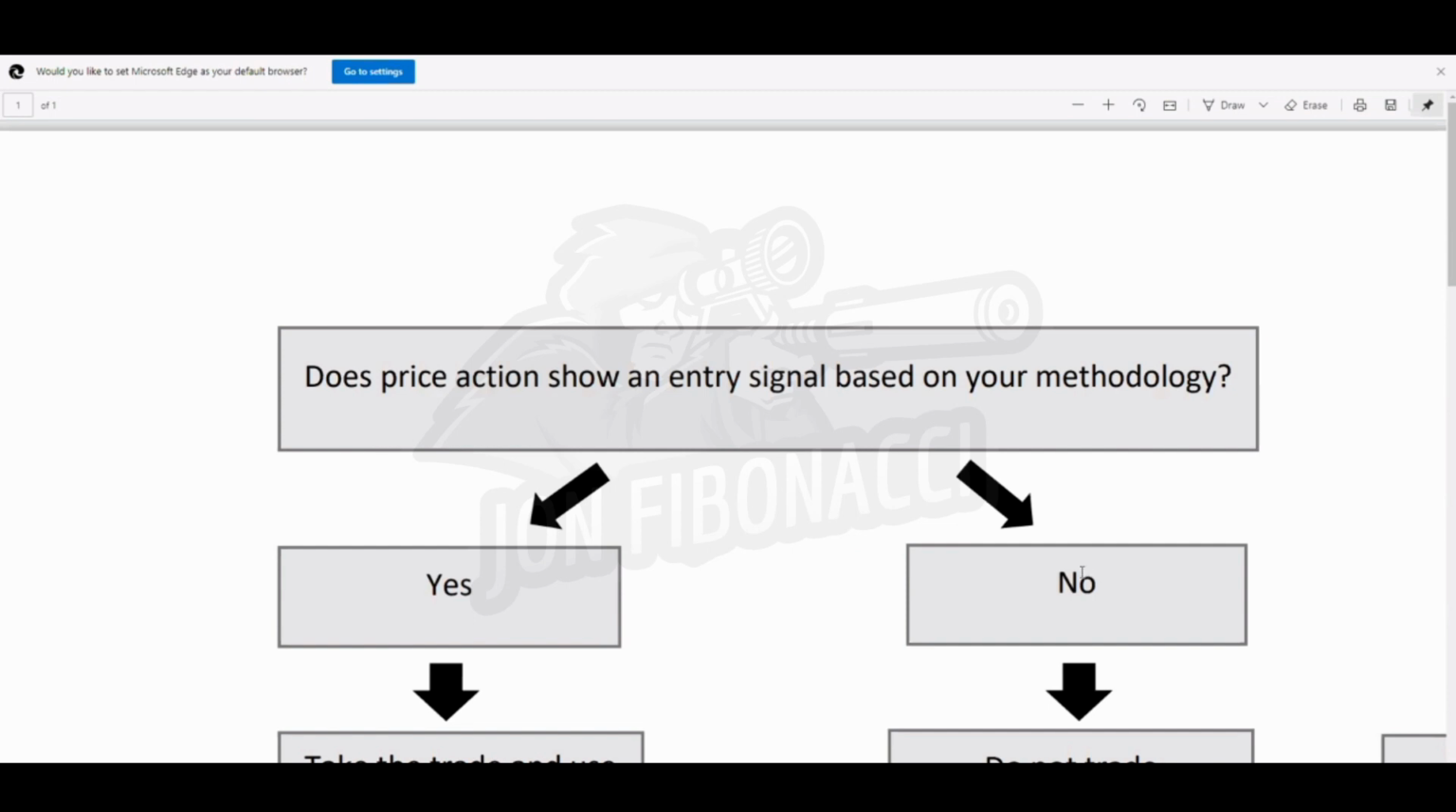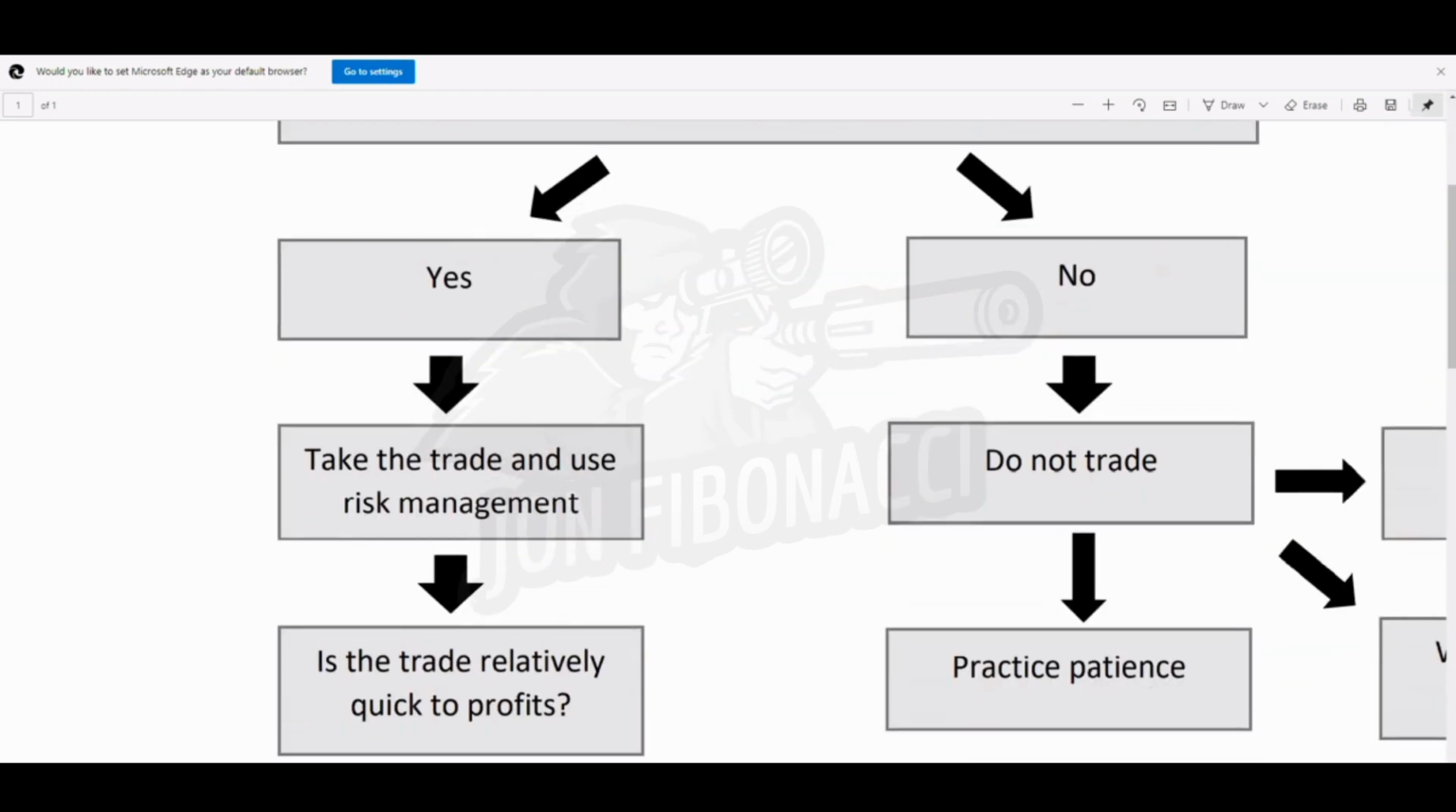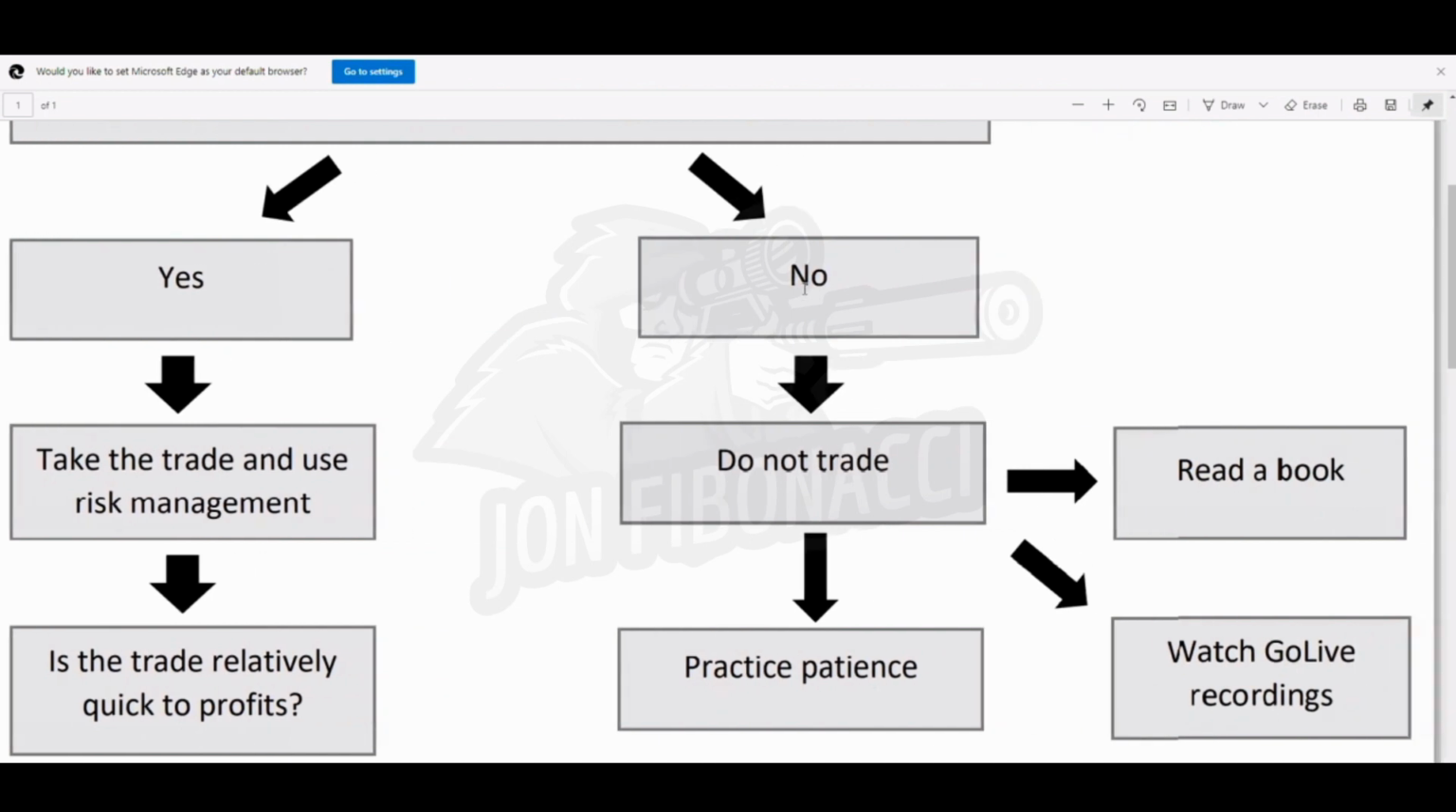So now let's go through the no first because it's actually a little bit shorter. So does price action show an entry based on your methodology? No, John, it doesn't. Well, this should be easy. If the answer is no, the response is do not trade, right? I know that seems kind of obvious, but you would not believe how many traders, including myself growing up as a trader, will try to force the market. If you have this guideline, it might seem very elementary, but you wouldn't believe how many people still make very simple mistakes. So simply don't trade.